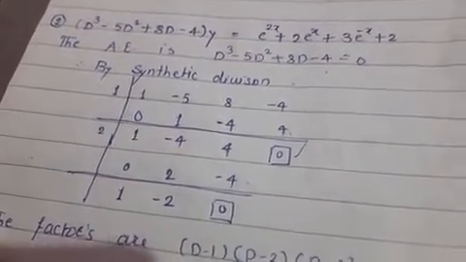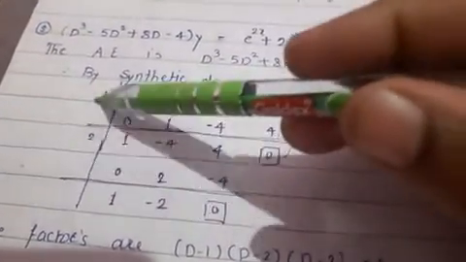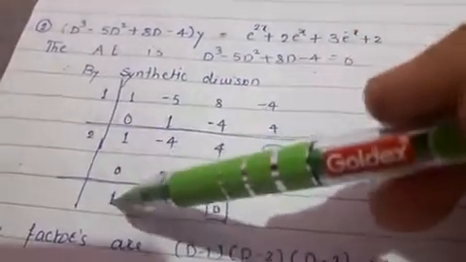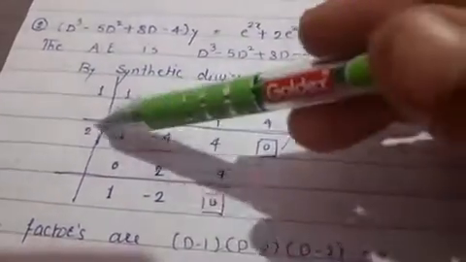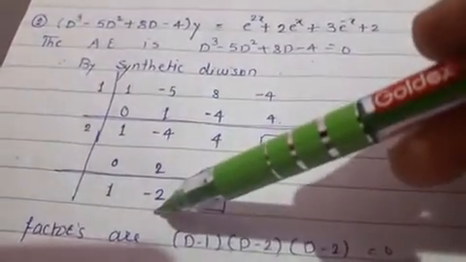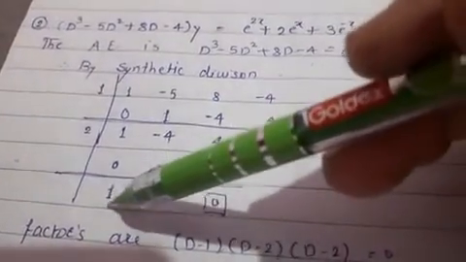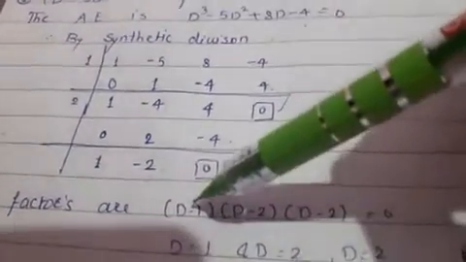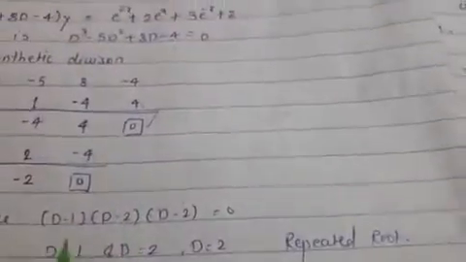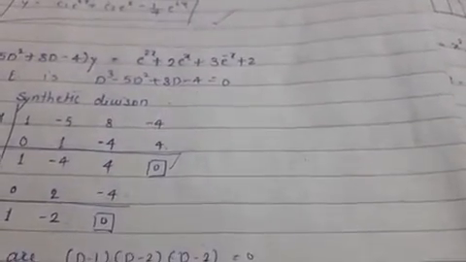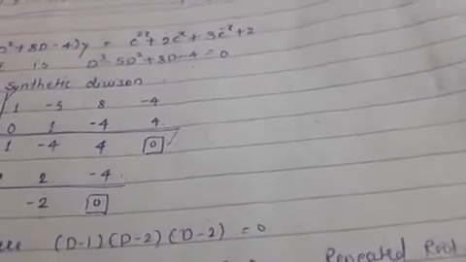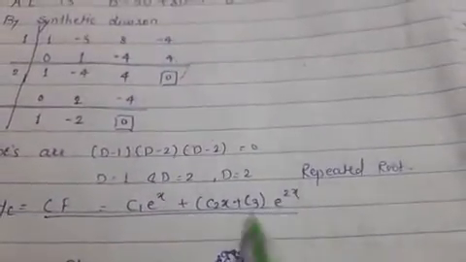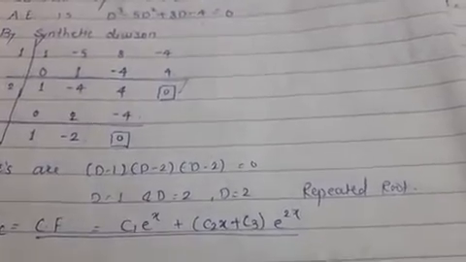So therefore, while writing the factors, the numbers we write here are taken with the opposite sign, and this term is kept as it is. So that becomes d minus 1, d minus 2, and the last one, that is first degree, so d minus 2. So factors are d minus 1, d minus 2, d minus 2 equal to 0. Hence d is equal to 1, 2, 2. Here d equal to 2 is a repeated root. So therefore CF is equal to C1 e raised to x plus, as it is repeated, (C2 x plus C3) e raised to 2x. Now we proceed for the particular integral.